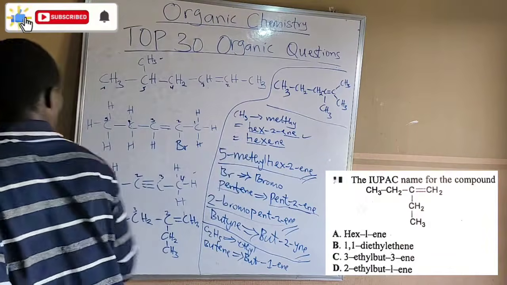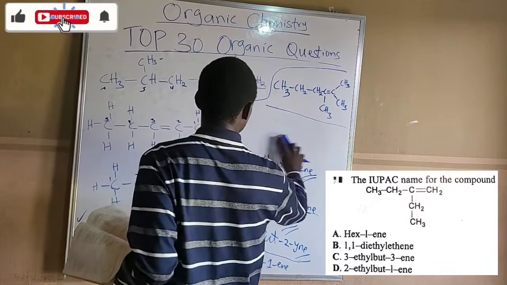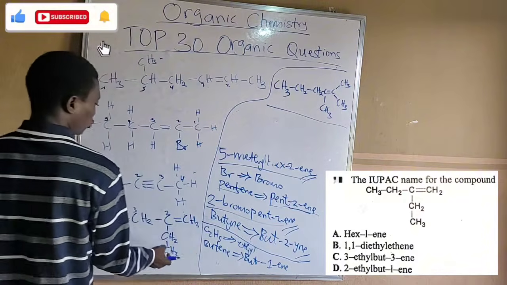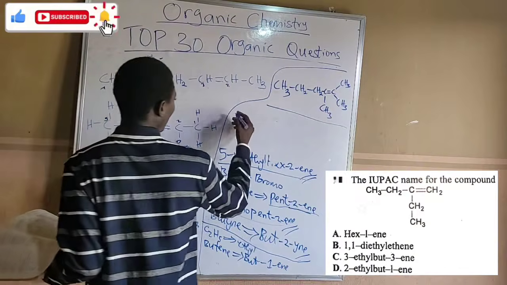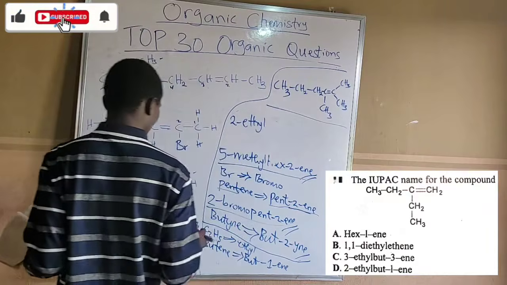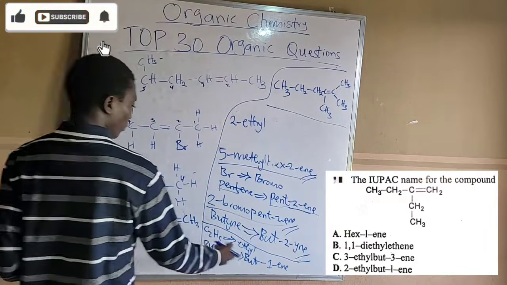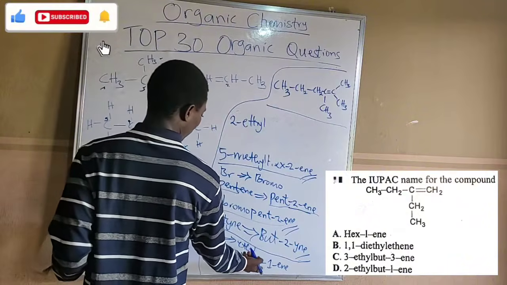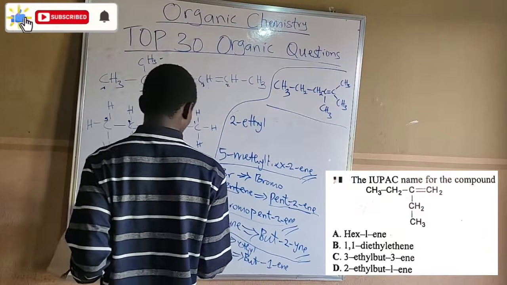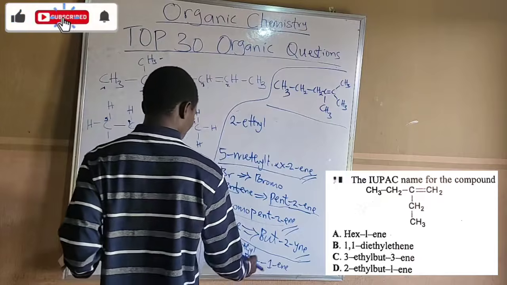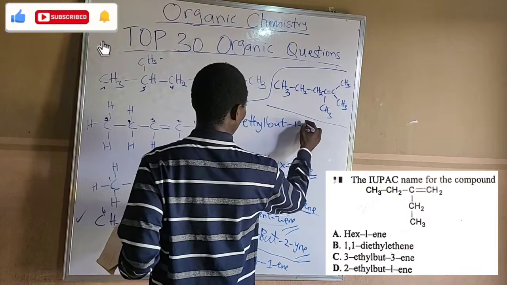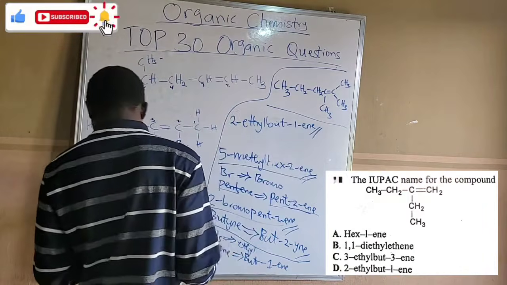Now to name it, we start from the substituent. The substituent is this. It's located at what carbon? Second carbon. We say 2-ethyl. Do you have any substituent again? No. Then attach the parent name to it. 2-ethyl, what's it called? Butene, sorry. 2-ethyl but-1-ene. This is our correct answer.